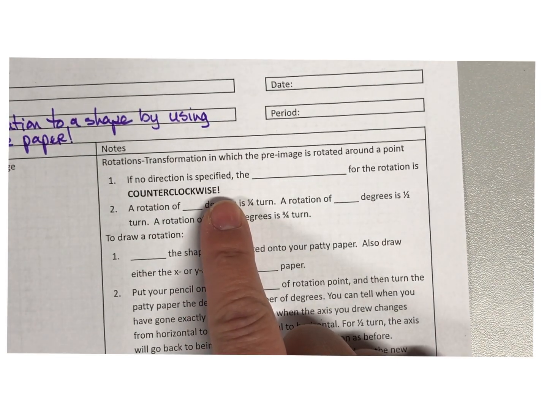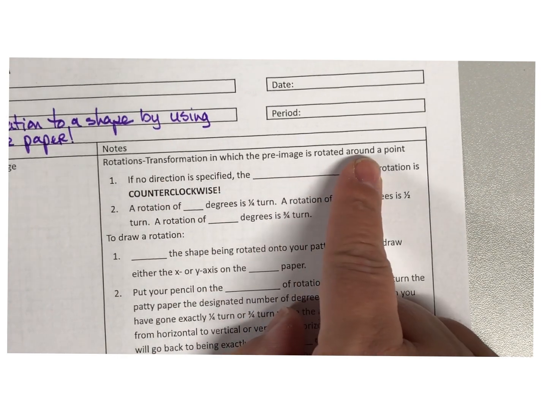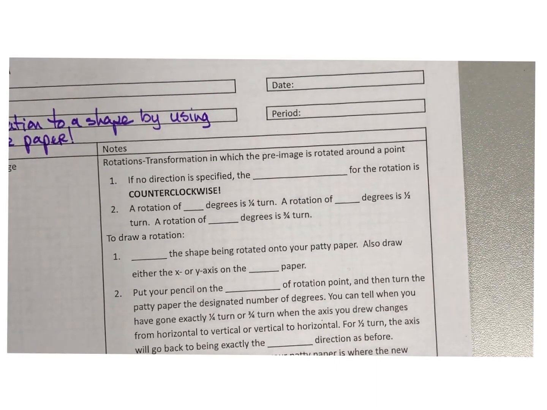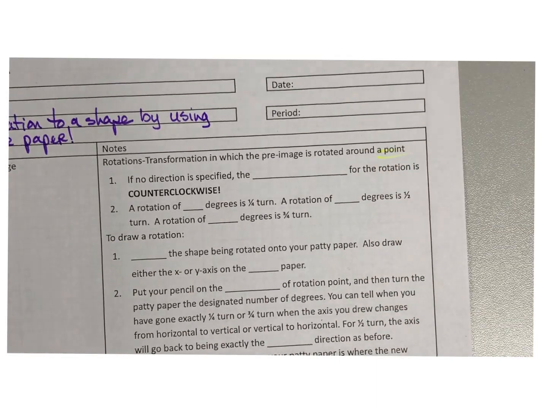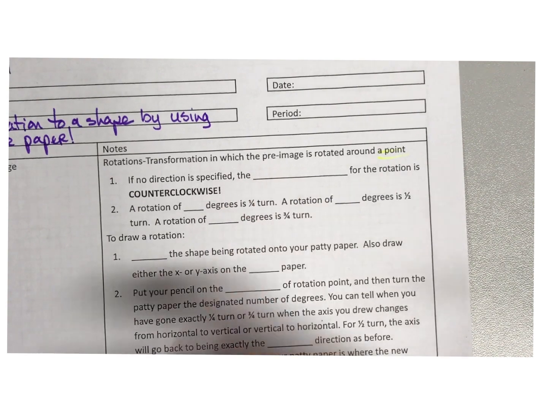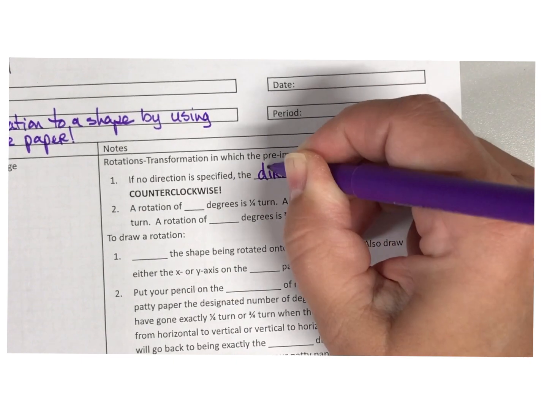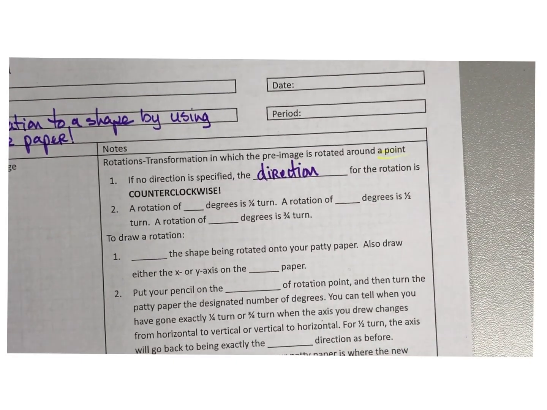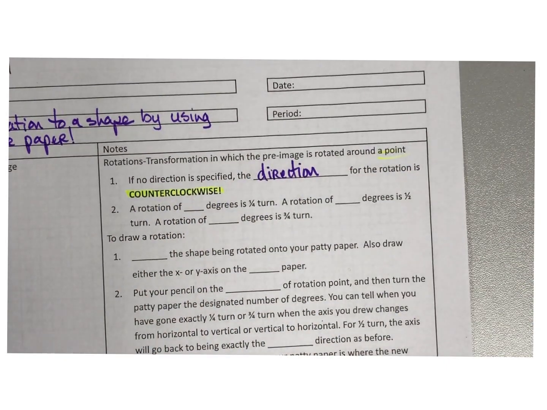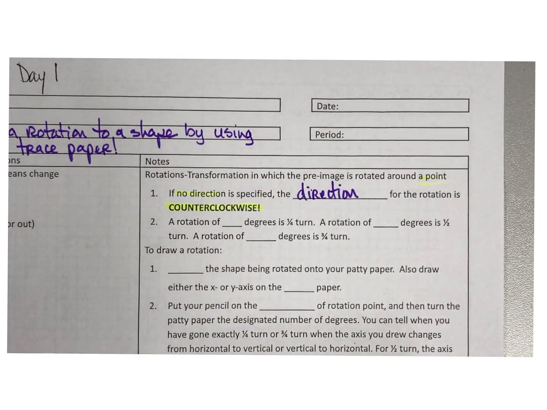It says a rotation is a transformation in which the pre-image is rotated around a certain point. So remember, we do need to have a point to do a rotation. There's some other stuff we need to do also. If no direction is specified, the direction for the rotation is counterclockwise. And this will make a little more sense once we start doing some stuff. So if there is no direction specified, it will always be counterclockwise.